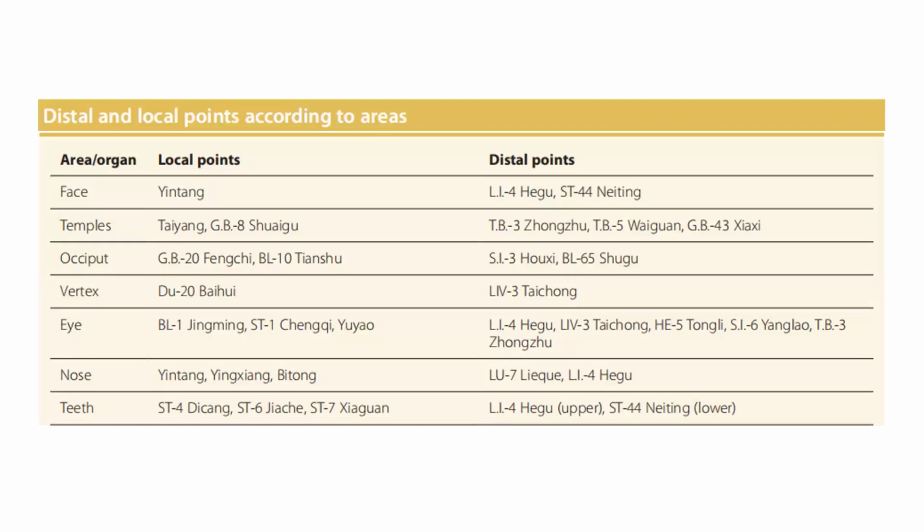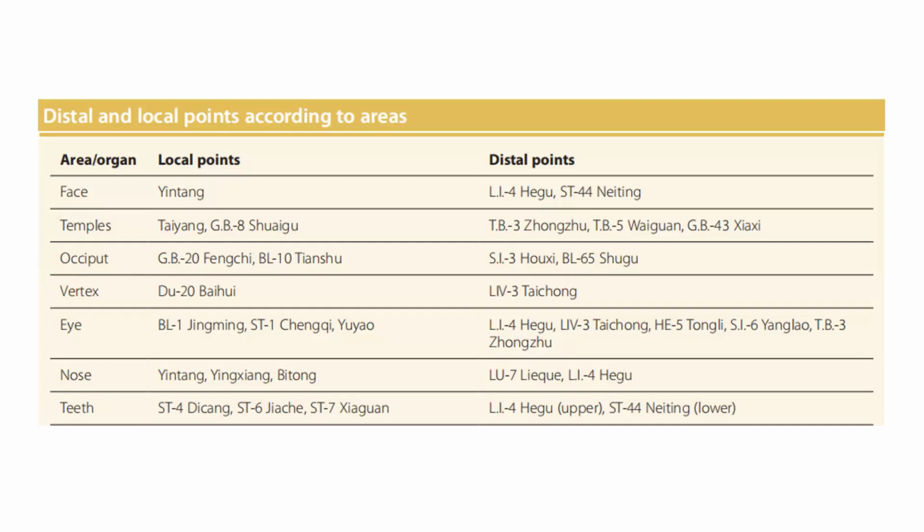Local point is ST6. Distal points would be LI4 and stomach 44. For the temple region, the temple area, we have the Taiyang and GB8. Distal points would be TB3, TB5, and GB43. At the occiput, local points would be GB20 and bladder 10. Distal points would be SI3 and bladder 65.